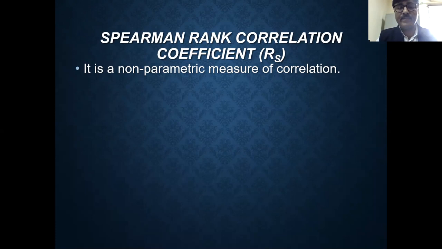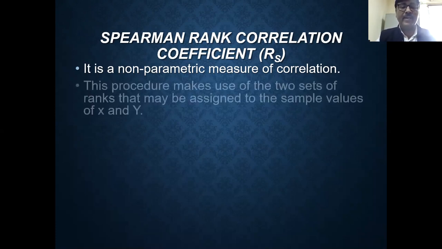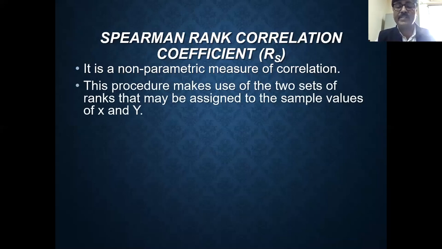Here the data is continuous. In this case, we rank the data, and when ranking the data, the outlier effects are automatically eliminated. This is a non-parametric measure of correlation. This procedure makes use of the two sets of ranks that may be assigned to the sample values. So when do you use Spearman rank correlation? When many outliers are present in your data set when using the Pearson method, you avoid the Pearson product correlation technique because you will get very poor results. If your data is contaminated, meaning outliers are present, in this case we rank the data.